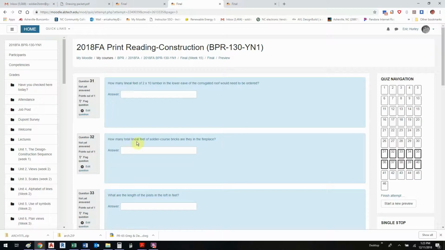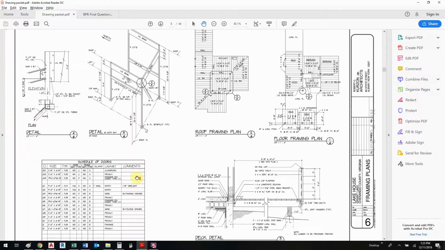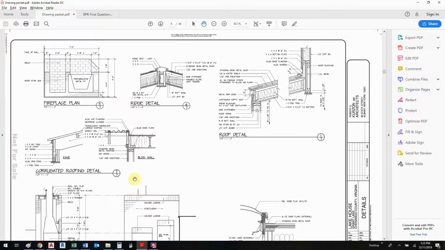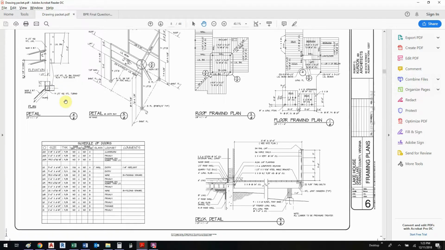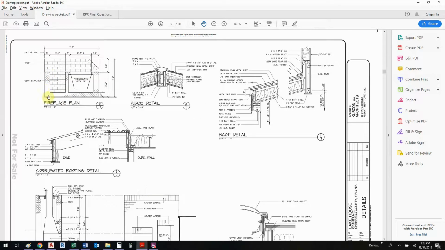Number 32, how many total feet of soldier course bricks are in the fireplace? Let's go to page 7, and you see that this soldier course goes across the top and then across these openings. It also goes all the way around. If you look at the fireplace plan here, it goes all the way around and it goes across these 2 openings. You need to count all of that.